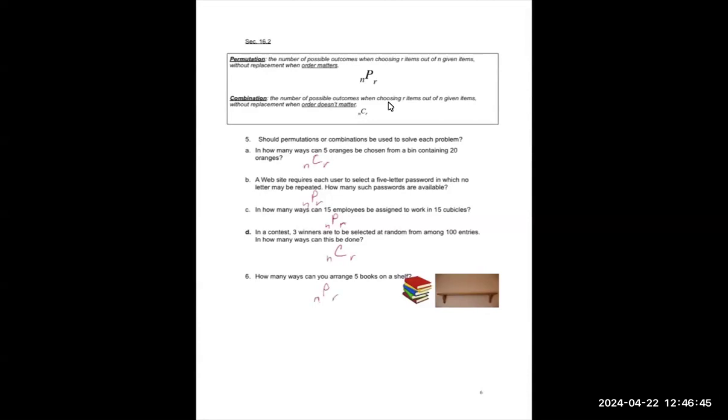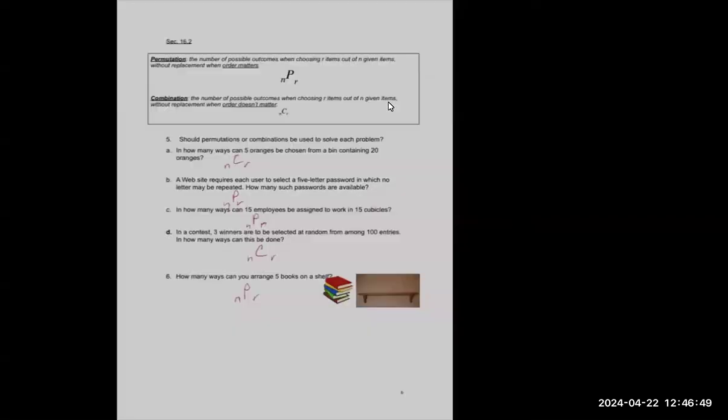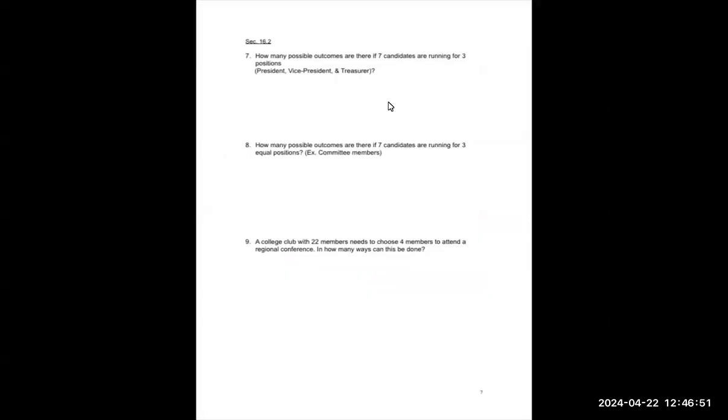Okay, so hopefully seeing these examples will help you. Now they ask us, how many possible outcomes are there if seven candidates are running for three positions? And they're adding the fact that the first person chosen is going to be president, the second person vice president, and the third person treasurer. So I'm not just picking groups of three.